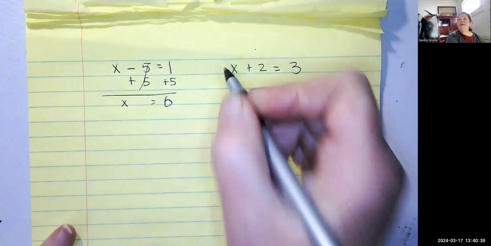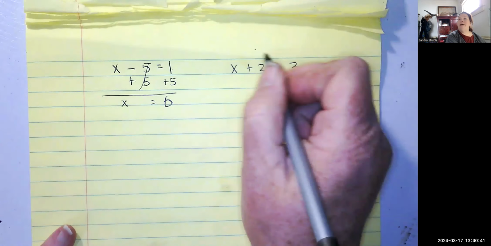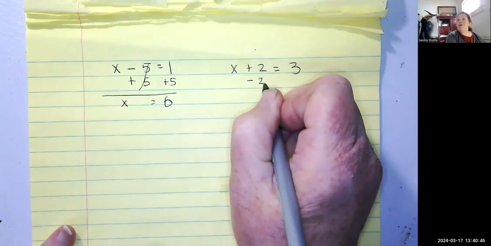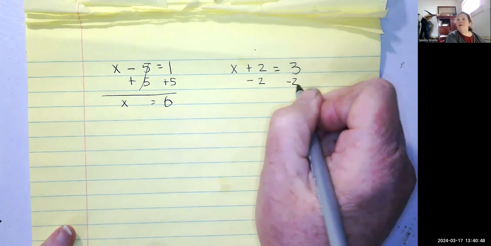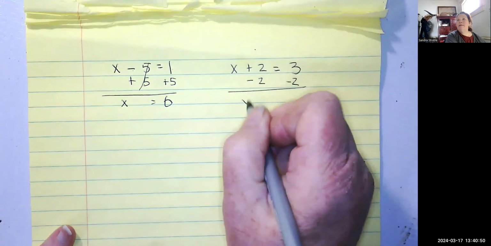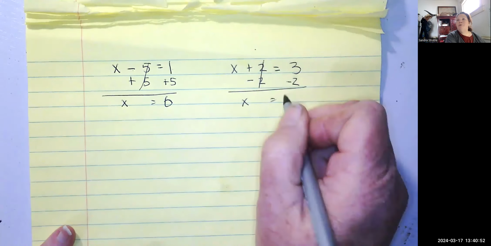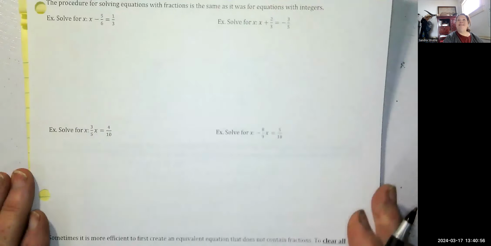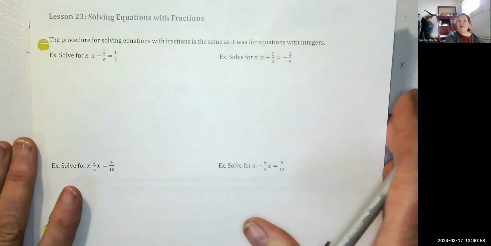Same thing over here. x plus 2 is equal to 3. Who's attached to x and how? 2 is attached by addition, so we're going to subtract 2. What we do to one side, we have to do to the other. So x is equal to 3 minus 2, which is 1. We're going to use those concepts to come over here and do the same thing, but with fractions.